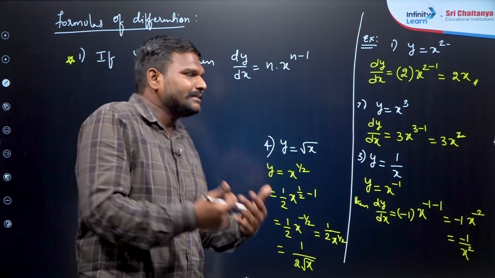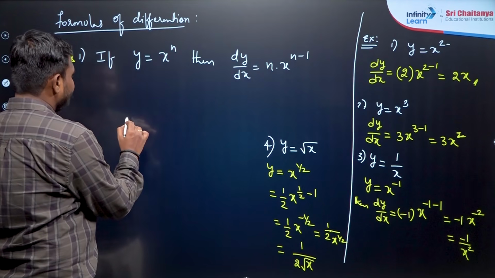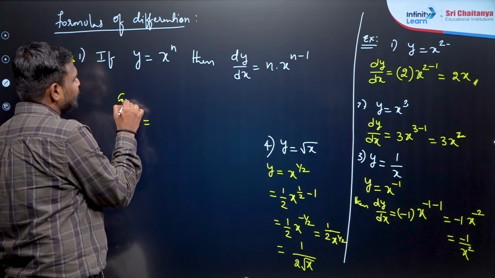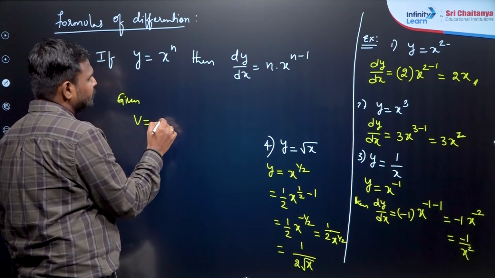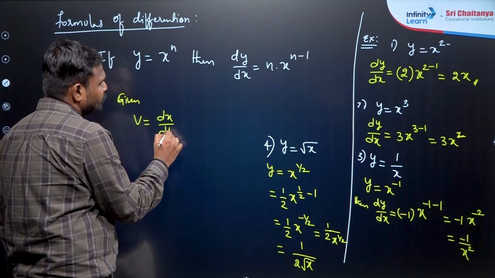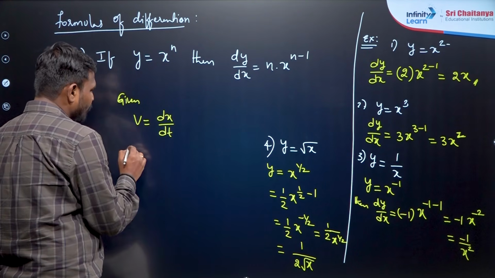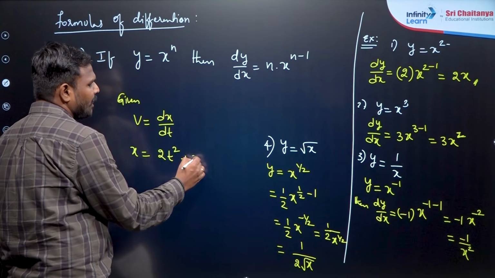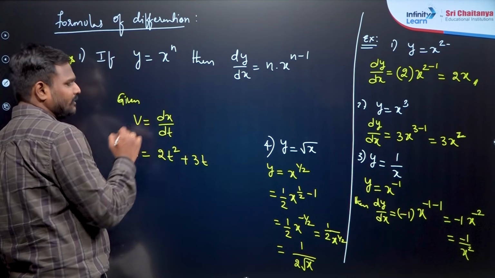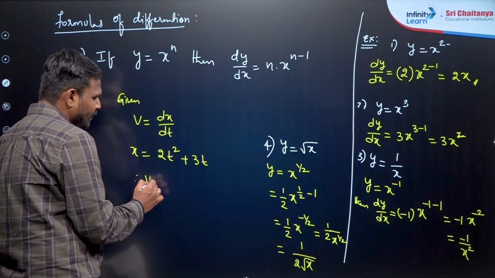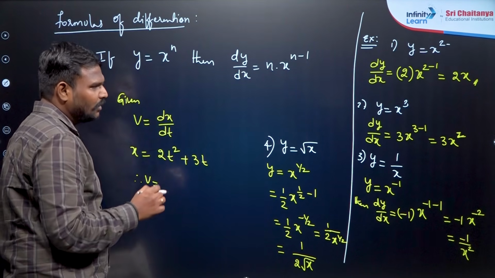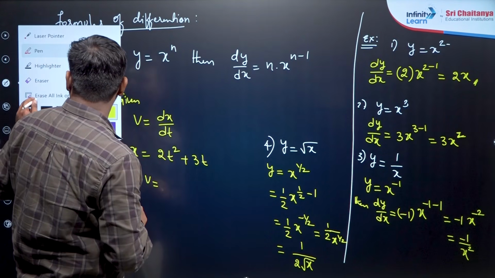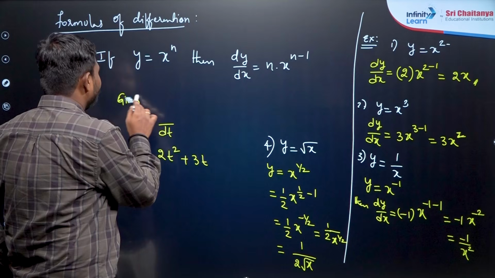In physics, how does it come up? Let us say velocity is the differentiation of position, and in the question they have given the position of a particle depending on the time as 2t square plus 3t. Now they are asking for velocity. So what we will do is differentiate the position. Understood? With the help of these formulas. So that is the reason we should focus more on differentiation.